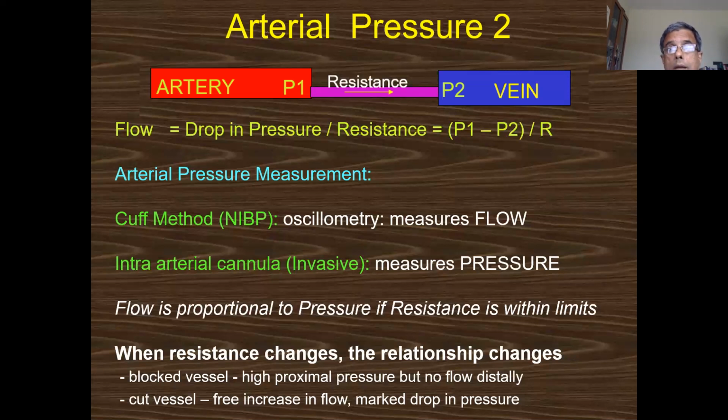Just to give you an imaginative example, if you tie the brachial artery and put a cannula above the tie, you would find good pressures. But if you measure flow, there's no flow below the tie. If you cut the vessel, flow is free, but there would be hardly any pressure. Drop would be tremendous. So in other words, when the resistance changes, for instance, when there is severe peripheral vasodilatation, like in sepsis, you would find a big discrepancy between a cuff, non-invasive blood pressure measurement and an intra-arterial cannula measurement. So keep this in mind while you're interpreting the blood pressure.